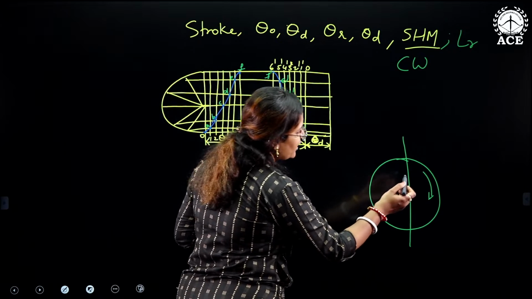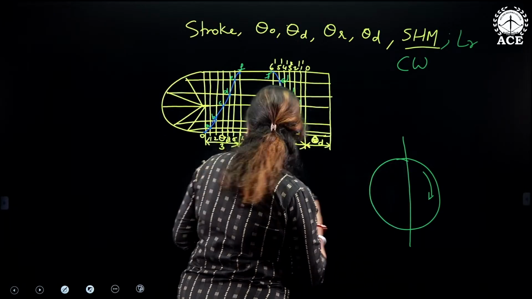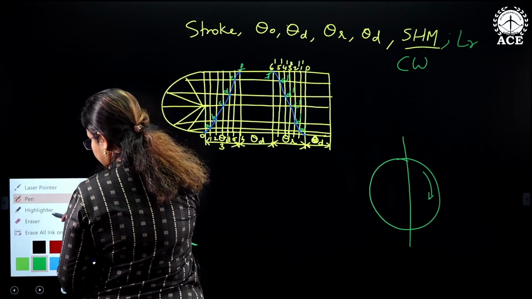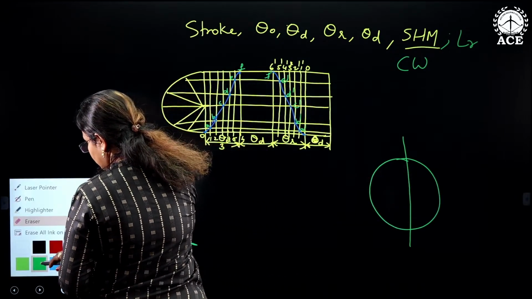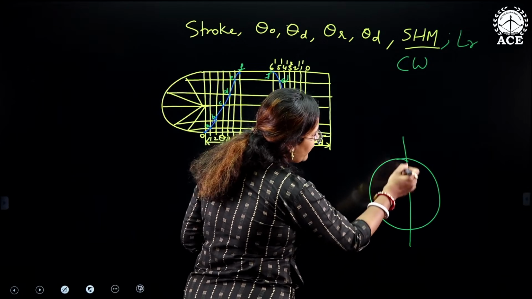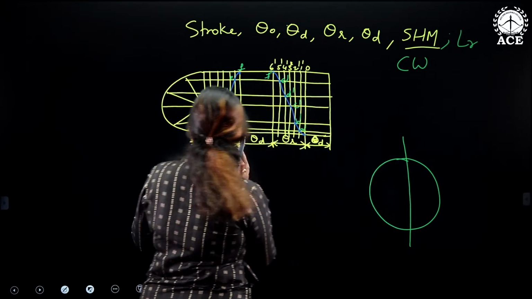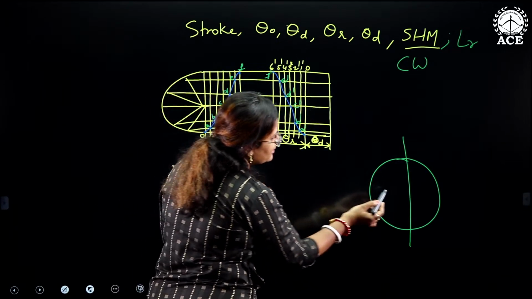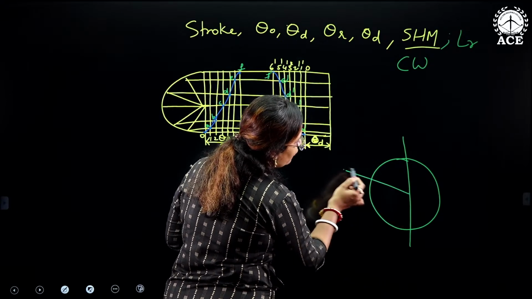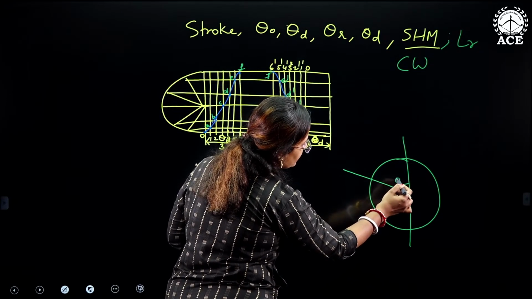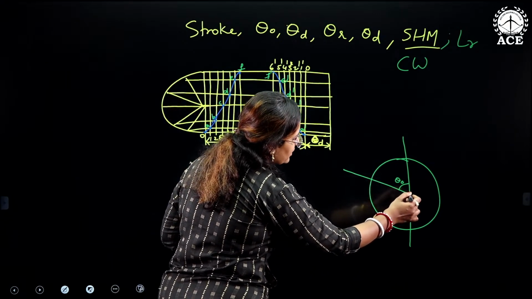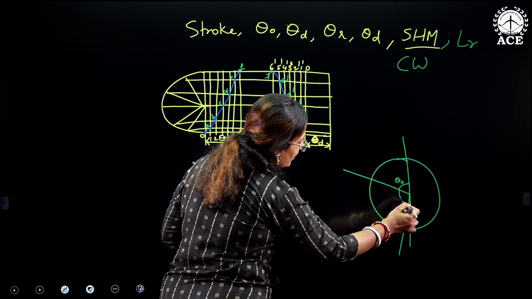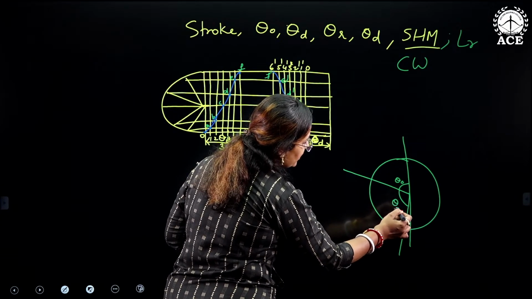Okay, let us come back to here. Let us erase this because this will cause a problem. So here we have a center. On this center, let us first say theta O is given, some angle theta O. Let us draw that theta O. On the basis of this, again, let us say some theta R is given. Theta D.